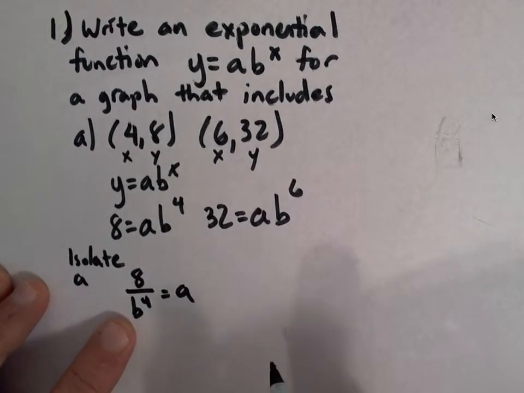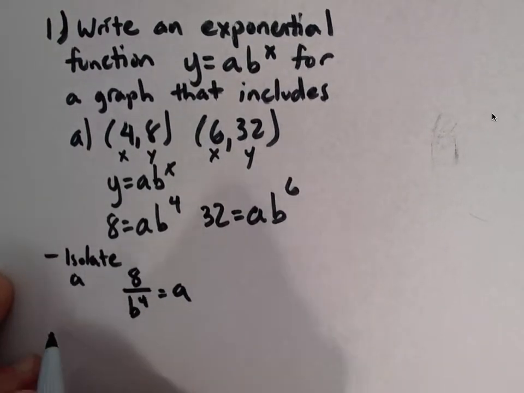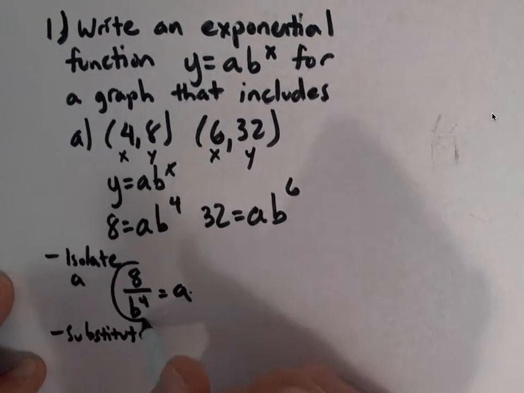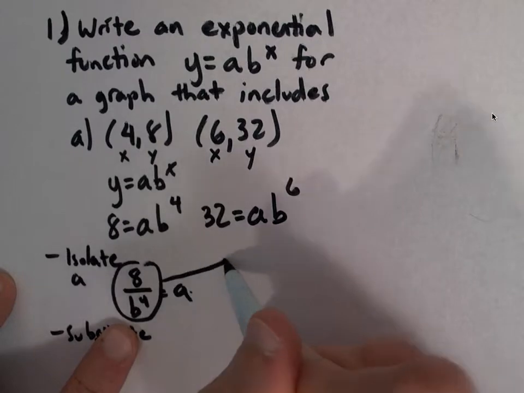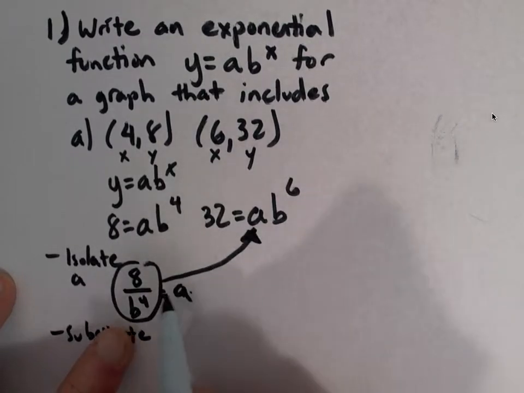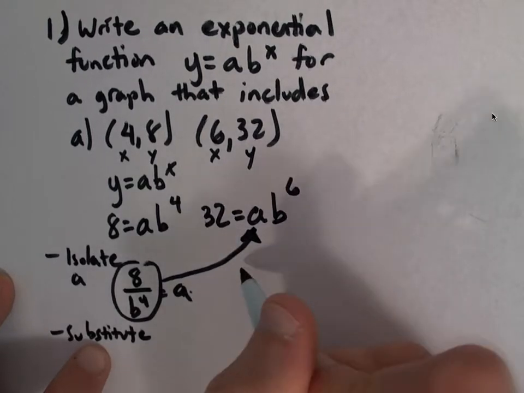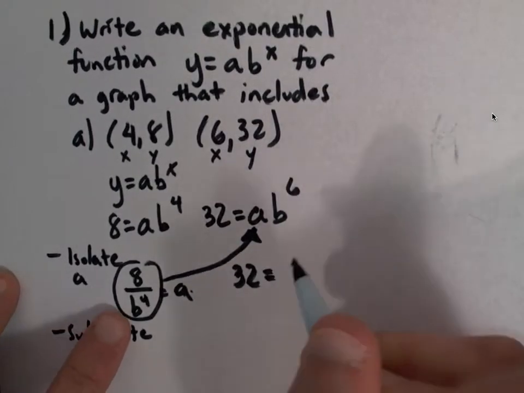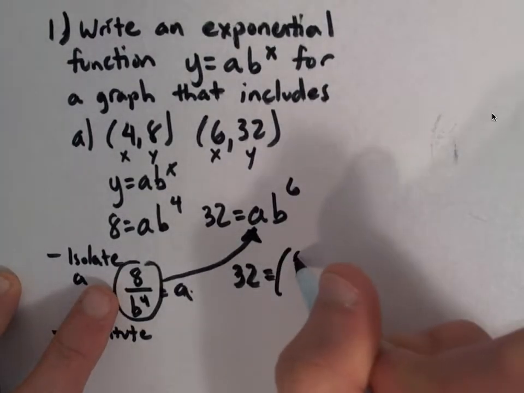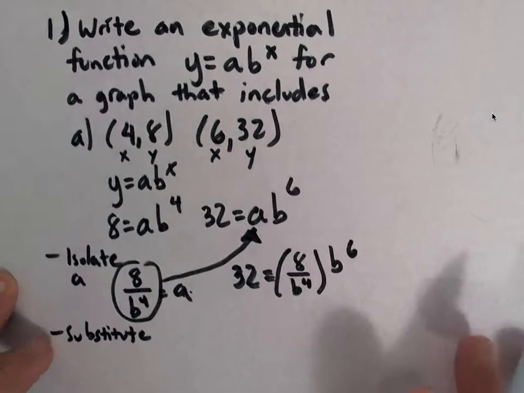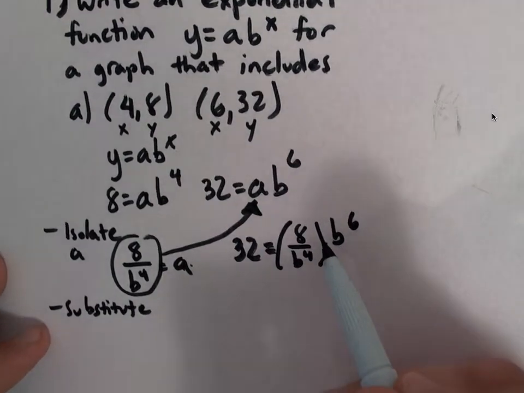We've isolated it, and now we're going to substitute. Just like in substitution, we got a equals 8 over b to the fourth. We're going to plug that in right here instead of a. Since a equals this, anywhere I see a, I can write this instead. So 32 equals, instead of a, 8 over b to the fourth times b to the sixth. And now we're just going to solve for b.